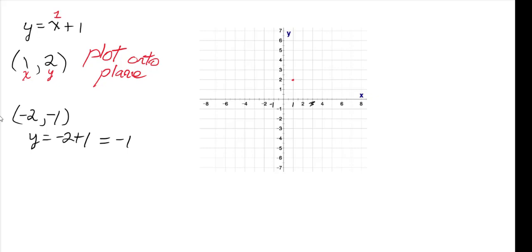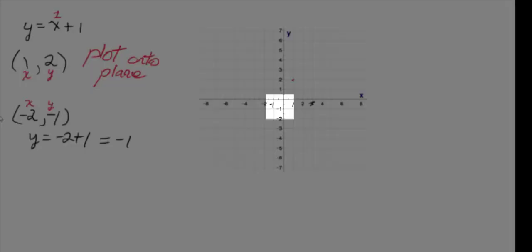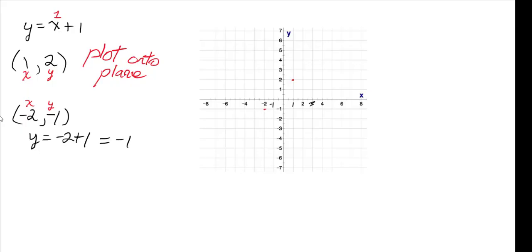And then I'm going to plot this onto the plane. Okay, so there's my x value and my y value. So we go over to -2 and down to -1. And I go ahead and mark my point. So now we have 2 points.